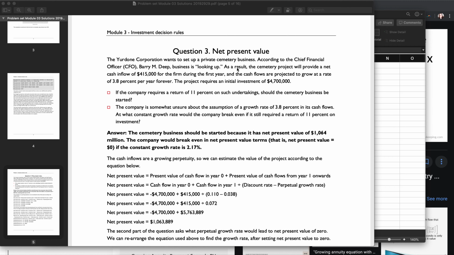So the cemetery project will provide a net cash inflow of $415 for the firm during the first year, and the cash flows are projected to grow at a rate of 3.8% per year forever. The initial investment is $4.7 million. Okay, so this is going to be a growing annuity. And the reason that I know this is because we get a cash flow in the first year and it grows forever at a rate of 3.8%. I'm sorry, it's a growing perpetuity.